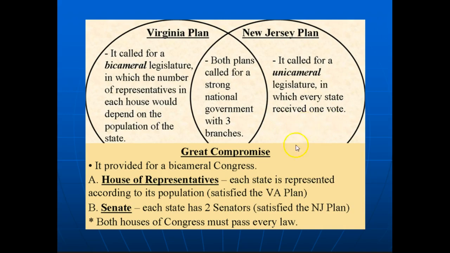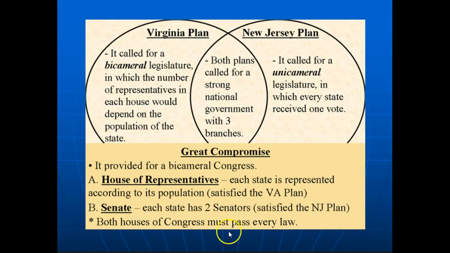Ultimately, they had this compromise, the Great Compromise, also called the Connecticut Compromise. It provided for the House, where each state is represented according to its population. For example, Indiana has about 6 million people, so we have 9 representatives, 9 House members. Wyoming only has 600,000 people, so they only get 1. Every state is guaranteed at least 1. Even if they only have 5 people in it, they still get 1.